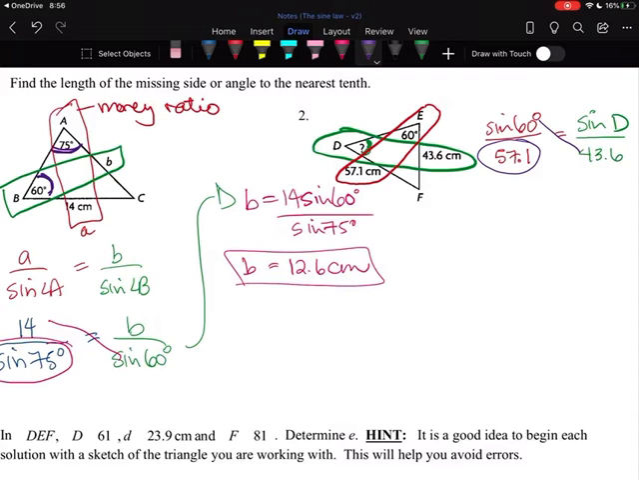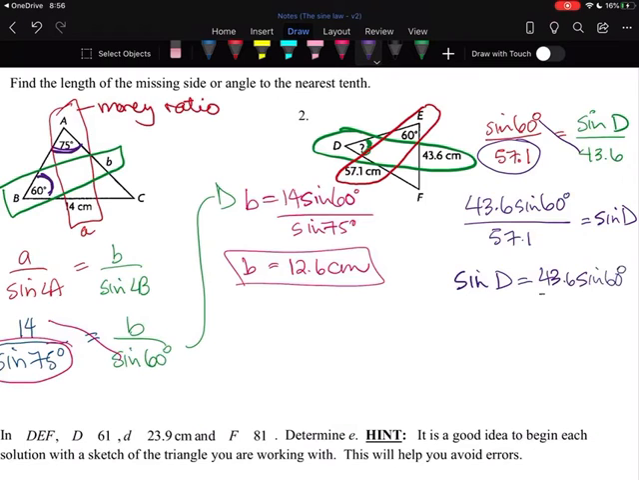So again, I'm going to cross multiply and divide. That means the sine of D is going to be equal to 43.6 multiplied by sine of 60 over 57.1. That's not angle D, it's the sine of angle D. I'm just going to rewrite it this way: sine of angle D is equal to 43.6 times sine 60 over 57.1. I can just leave it like that, but that's not my angle, that's the sine of my angle.